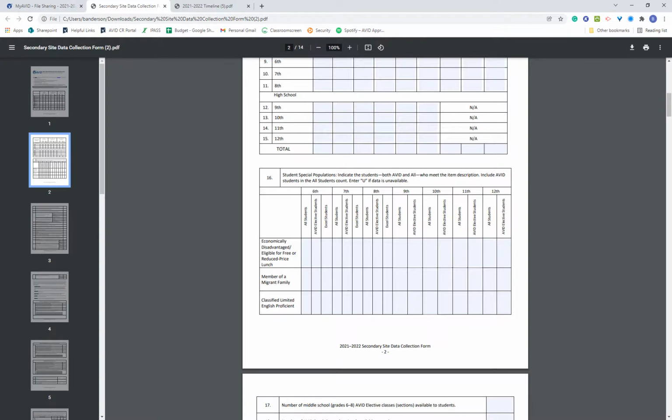Below that, we get into some federal categories around economically disadvantaged, migrant families, and LEP. If you're not sure what the classification is, or how it's being utilized in your district, go to your local state board of education. They usually have definitions for these categories, but they should be already flagged in your student management system.